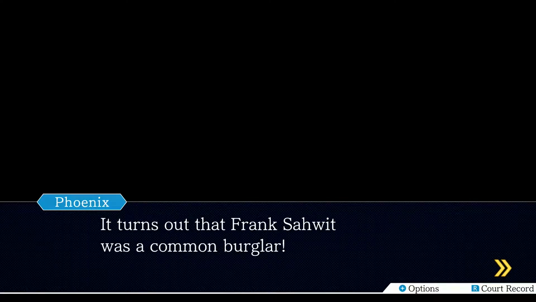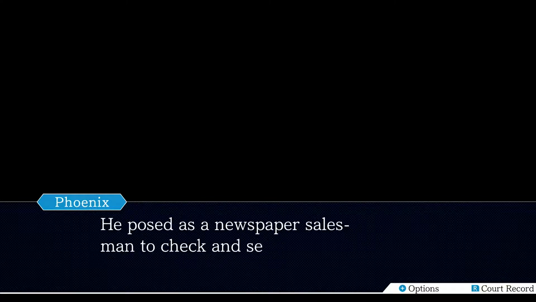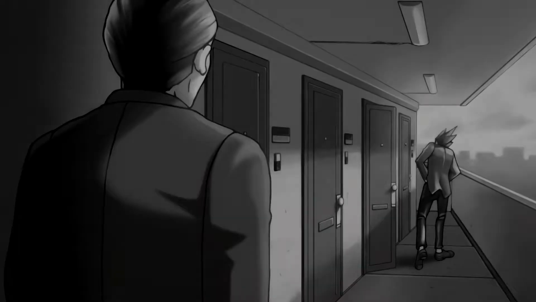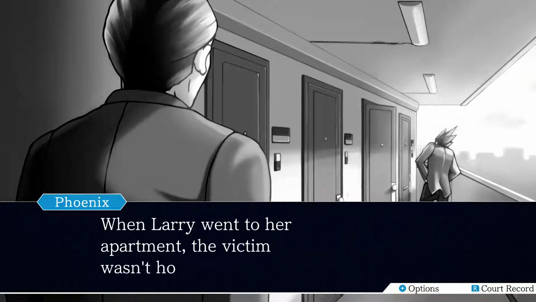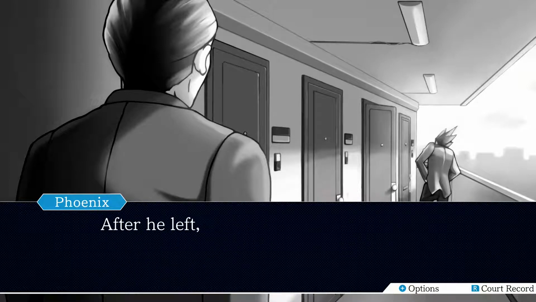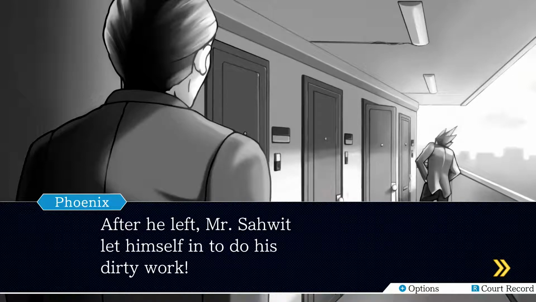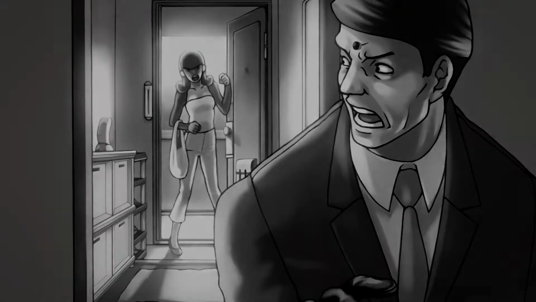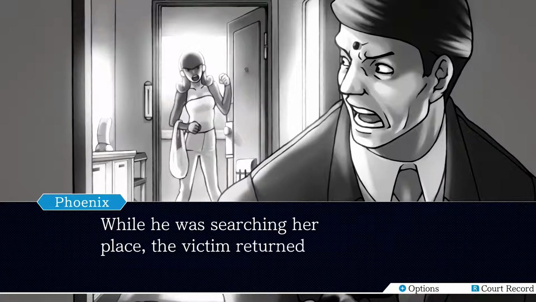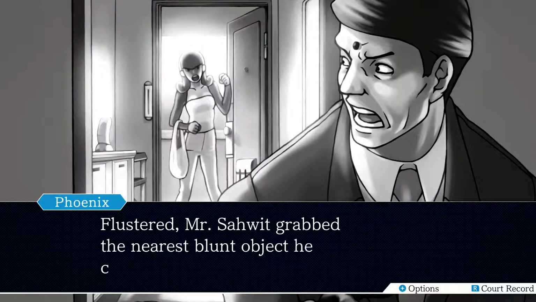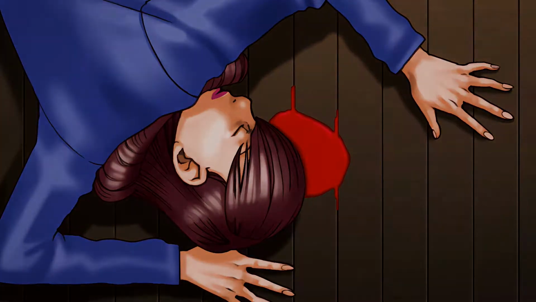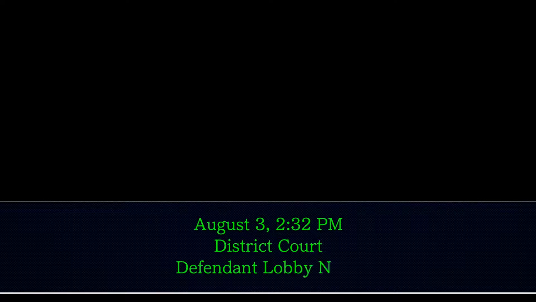It turns out that Frank Sweat was a common burglar. He posed as a newspaper salesman to check and see who was out of the house. That day, when Larry went to her apartment, the victim wasn't home. After he left, Mr. Sweat let himself in to do his dirty work. While he was searching her place, the victim returned. Flustered, Mr. Sweat grabbed the nearest blunt object he could find and struck her dead. Oh, no. That's going to be real hard to come out of. August 3rd, 2:32 p.m. District Court, Defendant Lobby Number 2.